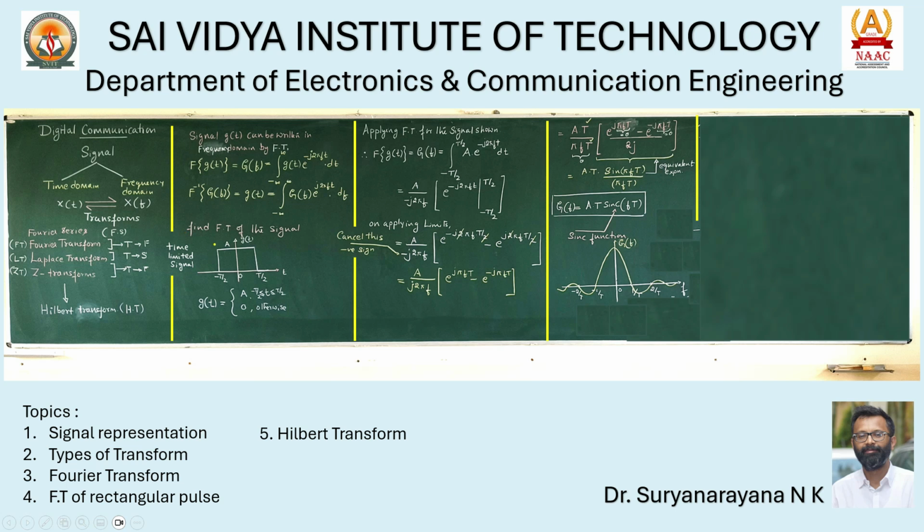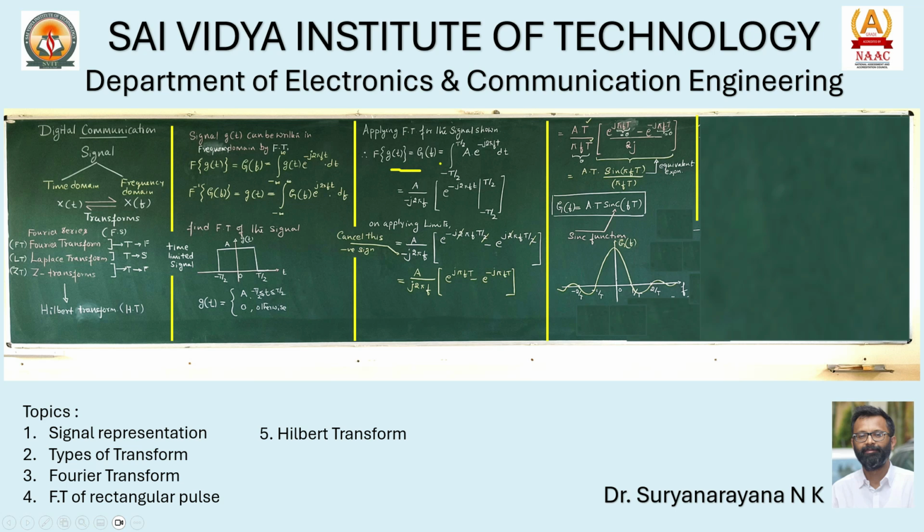So let us consider a rectangular pulse as shown. Here we have to find the Fourier transform representation of this signal. Writing the mathematical equation for this signal as shown: g of t is equal to A for minus T by 2 less than t less than T by 2, 0 otherwise. So now we are going to apply the Fourier transform equation for this g of t, which is written as shown.